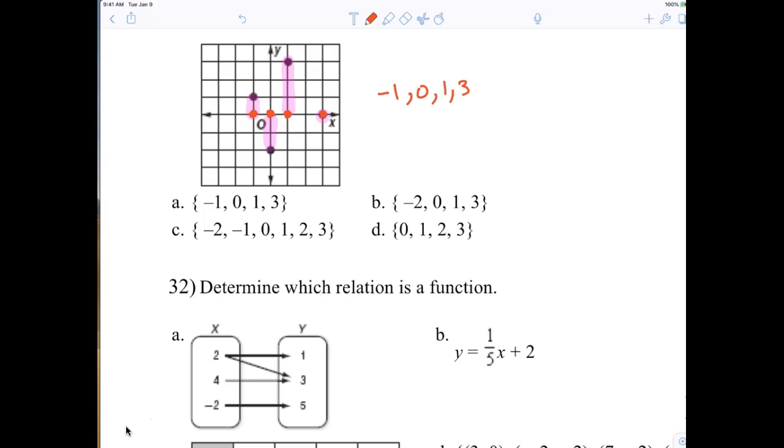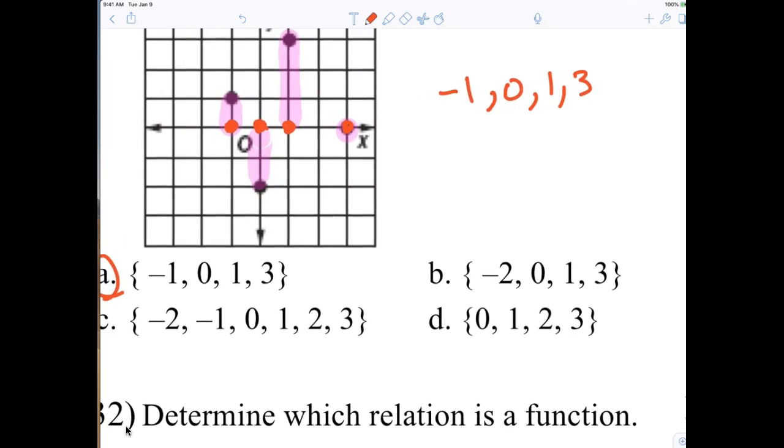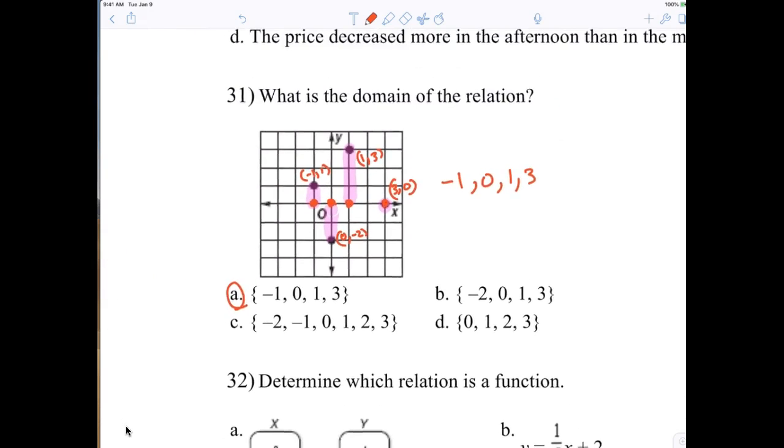Everybody okay with that? So you would just do the same thing with the range. If I had to do the range, I'd take it to the y value. Exactly. So the correct answer was A. So if you're asking me, this point right here is negative 1, 1. This right here is 0, negative 2. This is 1, comma 3. And this is 3, comma 0. You're trying to find the x. You just list the x values. If I said find the range, you'd list the y values. Okay? Yes, so it's the x.